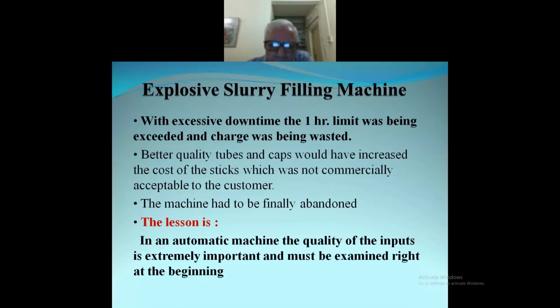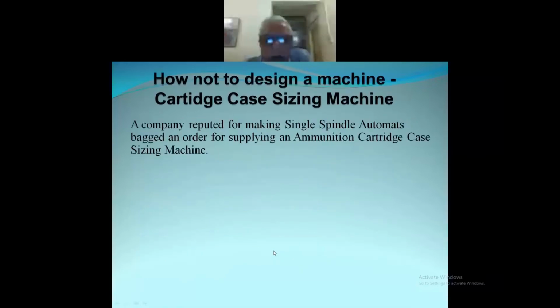So the lesson is, in an automatic machine, the quality of the inputs is extremely important and must be examined right at the beginning. At the time of conceptualizing the machine, this particular point has to be kept in mind and looked at very critically. Then I want to give just one more simple machine example, which I think is so bad that it is a good example of how not to design a machine.